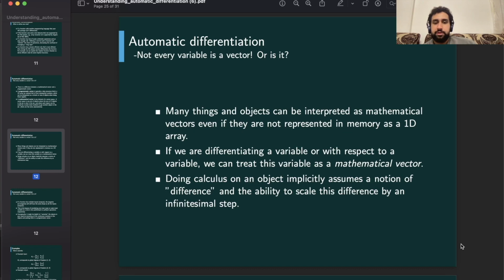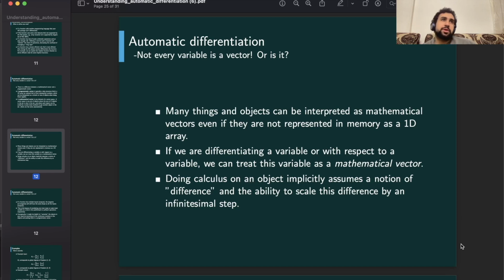And the reason for this is because whenever you're differentiating something or with respect to something, you already have a notion of difference. You have a notion of multiplying something by -1 and adding it to something else, right? You have a notion of scaling the difference by an infinitesimal step and taking that step to 0 in the limit, right, when you're calculating derivatives. And that's kind of what calculus does under the hood, or what it means in practice, right? And so doing that essentially already assumes that you have all these different operations that characterize a vector space. And so you can essentially treat the object, whatever data structure you use to represent it, as a mathematical vector, even if it's not just a simple 1D array of numbers.